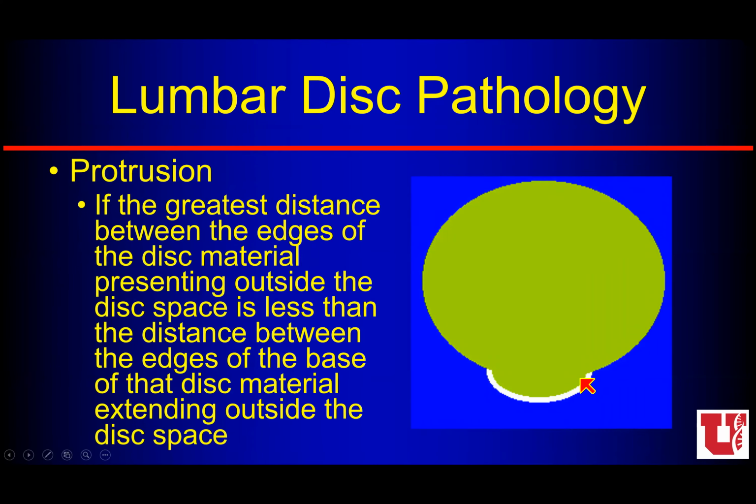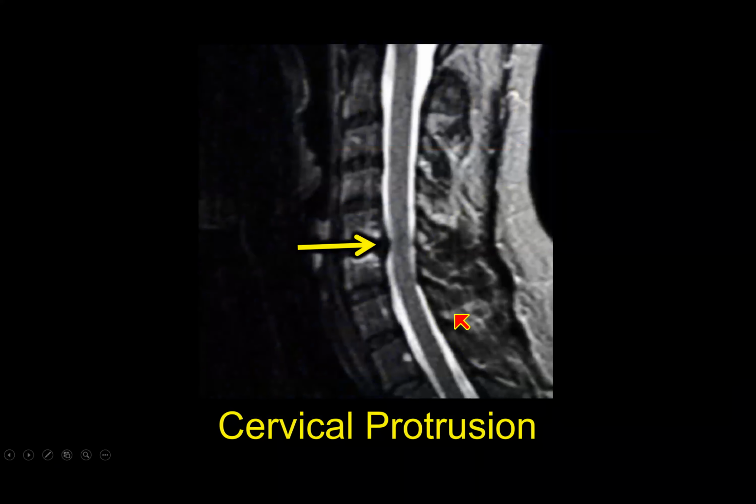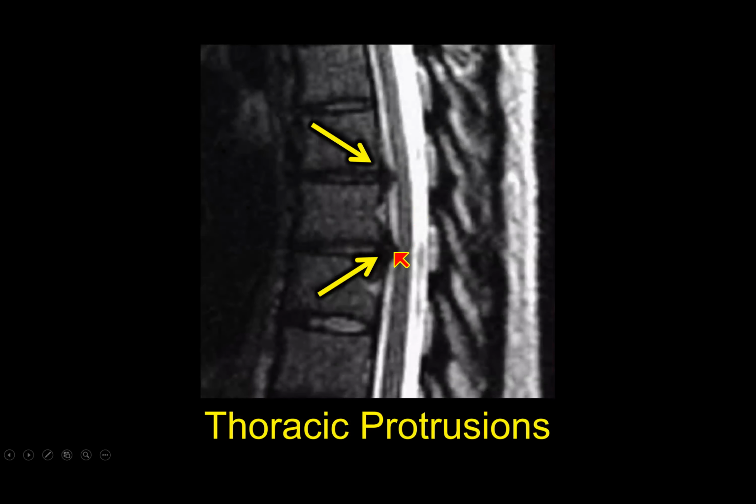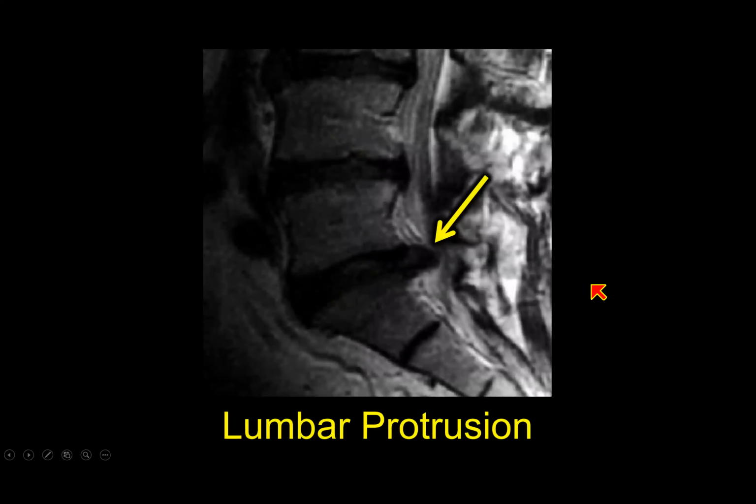So if the greatest distance between the edges of the disc material is less than the distance between the edges of the base, that's going to count as a protrusion. And we can see those anywhere. We can see cervical protrusions like we see here nicely on the sagittal T2 of the cervical spine. Here's some thoracic protrusions. The disc material extending out is less than the base on this sagittal T2. And here's a sagittal T2 of the lumbar spine showing a lumbar protrusion. So those can be anywhere.